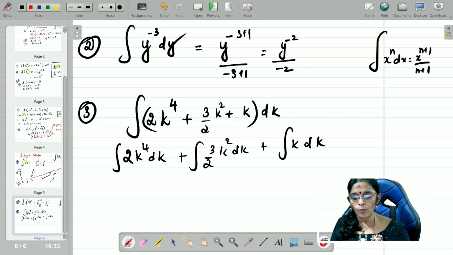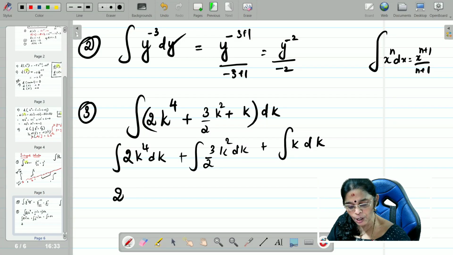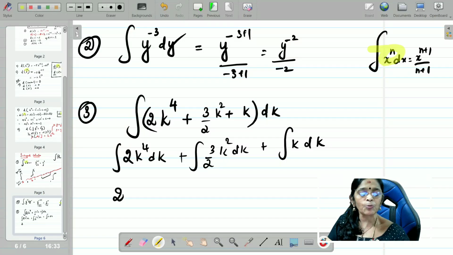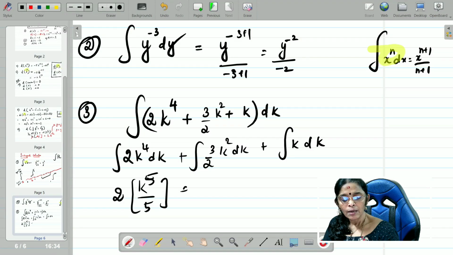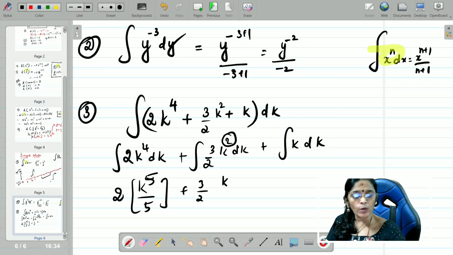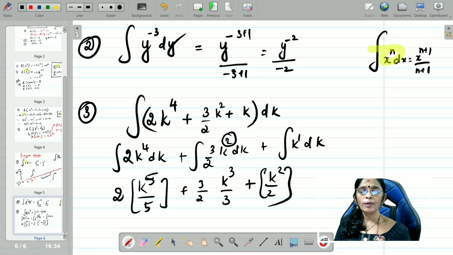Okay, children. Now we will see. So 2 into what is integral k power 4 dk? Substitute in the formula. Same formula we are substituting. So therefore, k power 5 by 5 plus 3 by 2 into k power 2 is there, right? 2 plus 1 is 3. So 3 by 3 plus k power 1 dk. So that is equal to k square by 2. That is all.